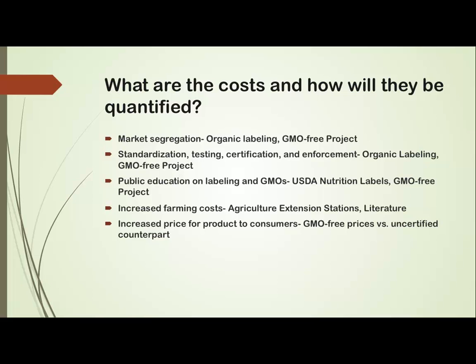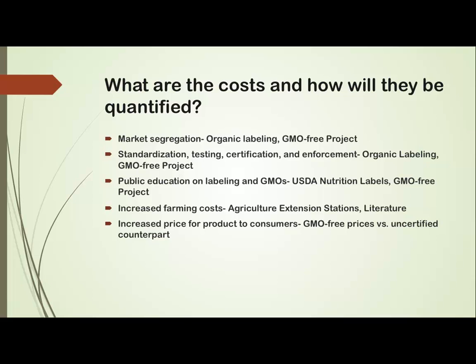What are the costs and how will they be weighed? Market segregation, standardization, testing, certification, and enforcement would all be new costs, and they're all comparable to the same costs that occur in the organic industry, which is where we can quantify them. Furthermore, the GMO-free project currently certifies GMO-free products for certain companies, and they would be able to define costs for us.